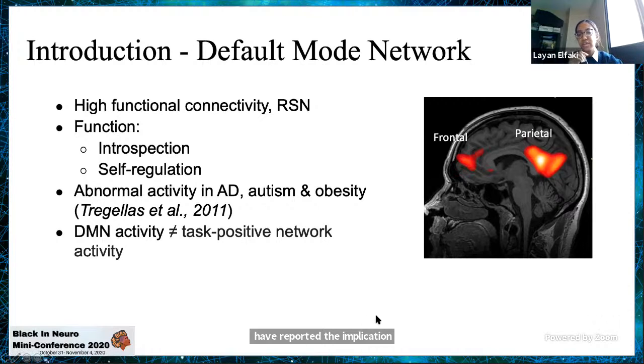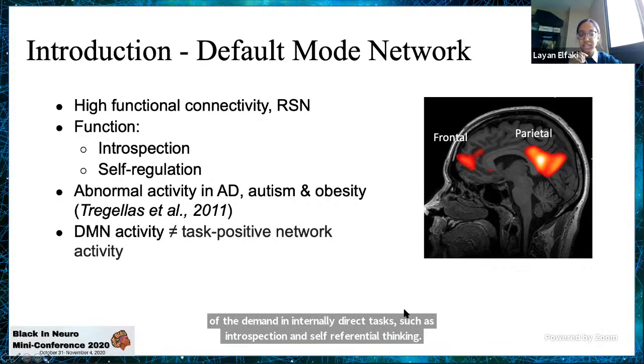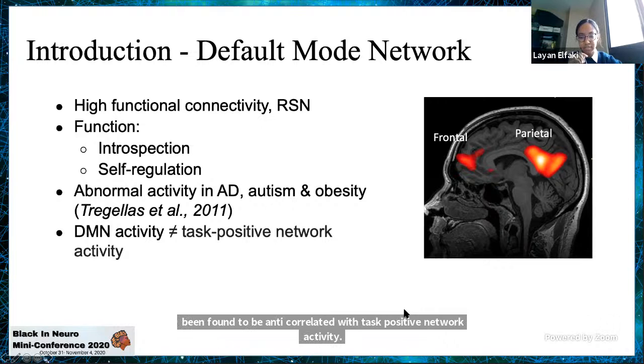So together, these findings support the role of the DMN as a network that actively and deliberately engages or disengages during different tasks. So putting it all together, we hypothesized reduced functional connectivity in the DMN of obese individuals.